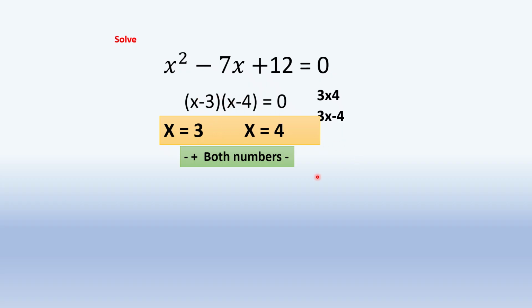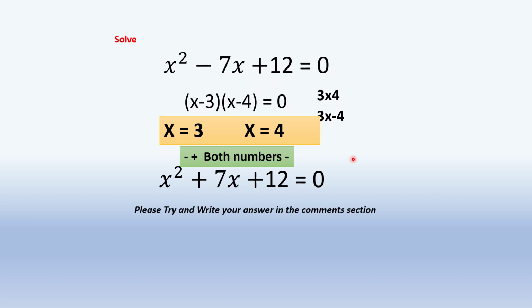Now let's change the signs to something else. What if it was x squared plus 7x plus 12? I already did 4 examples. This is your turn. Please attempt this and comment your answer. Don't be shy to get it wrong, it's alright. Just give it a try, maybe you'll get it correct. If not, then I will reply and tell you what's correct. So give this a try.